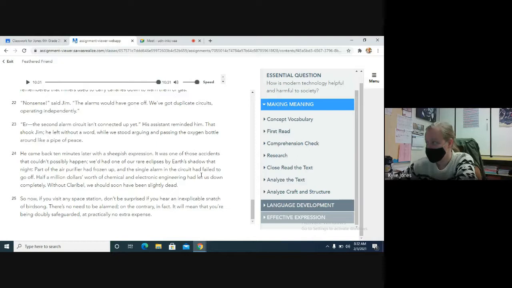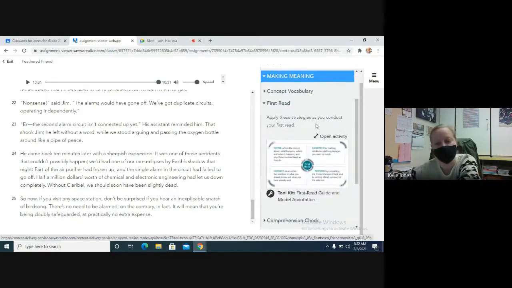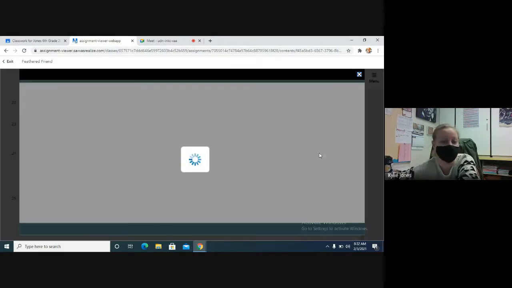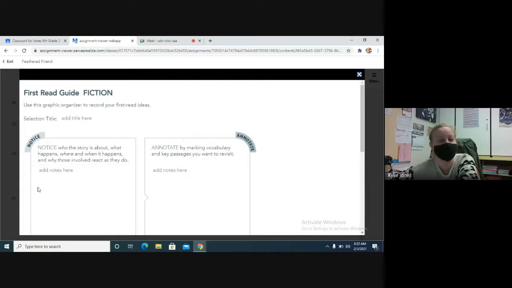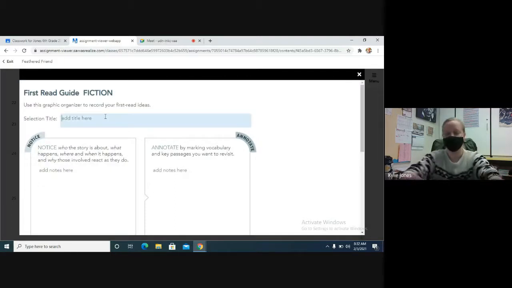So based on that, we're going to go ahead and look at our first read chart and fill out some of these boxes. We've done this before a lot. So let's go ahead and get that opened up. We'll do it kind of together, kind of separate. Let's start by adding our title, which is Feathered Friends. We're going to do the comprehension check too, at least. Probably finish with that, maybe. Depends on the time. It's only 8:30 though. We have a half hour. Okay, so go ahead and get that open. Get that typed out.